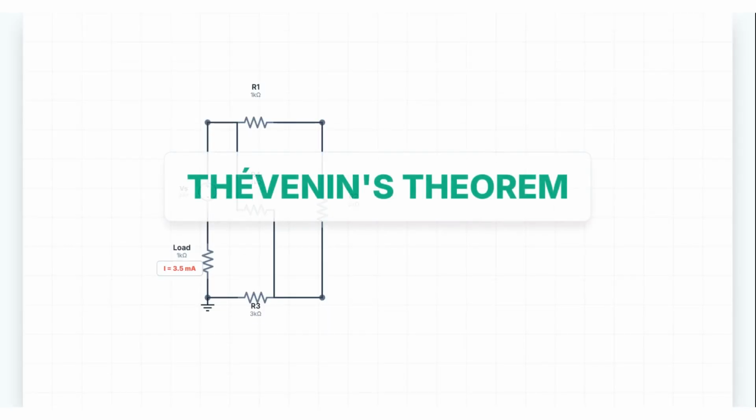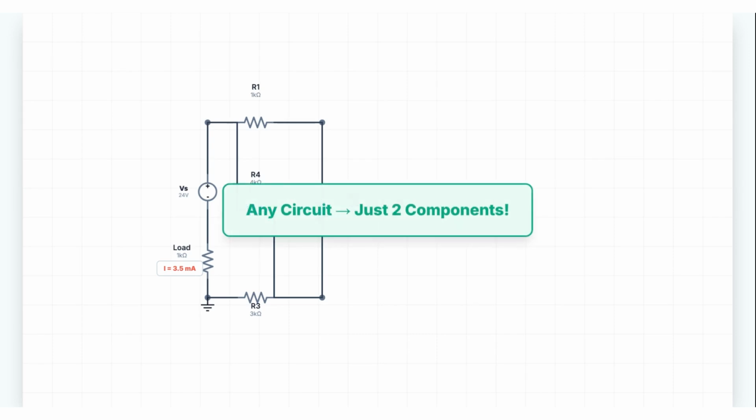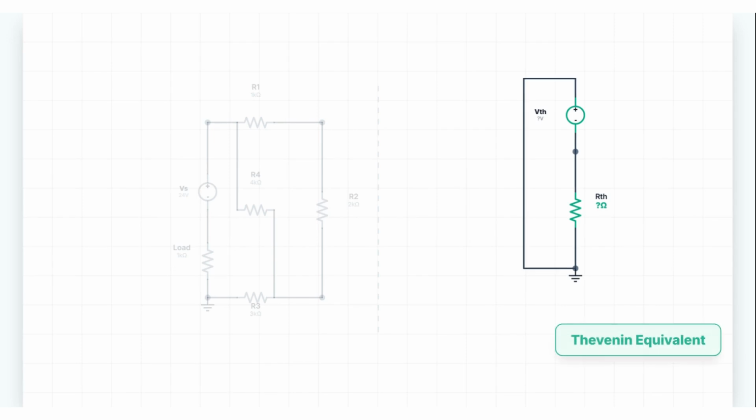Enter Thevenin's theorem. This is one of the most powerful tools in all of circuit analysis. Here's the promise. Any linear circuit, no matter how complex, no matter how many sources or resistors, can be reduced to just two components, a single voltage source and a single resistor. That's it. We call this the Thevenin Equivalent Circuit.